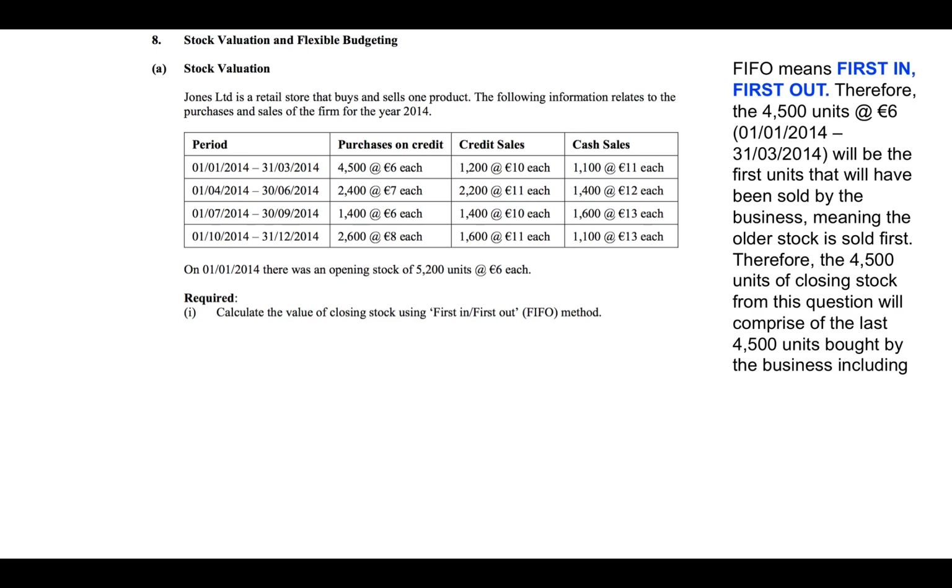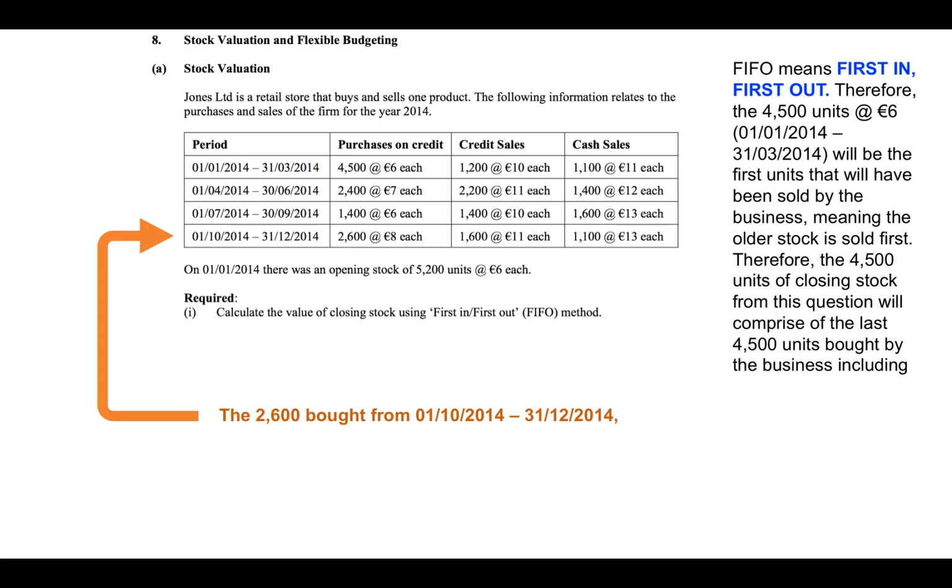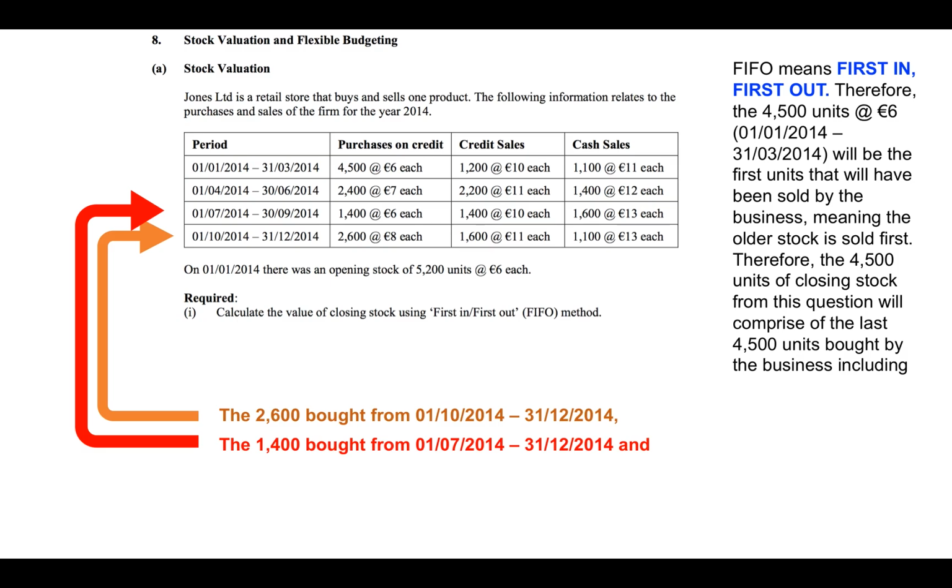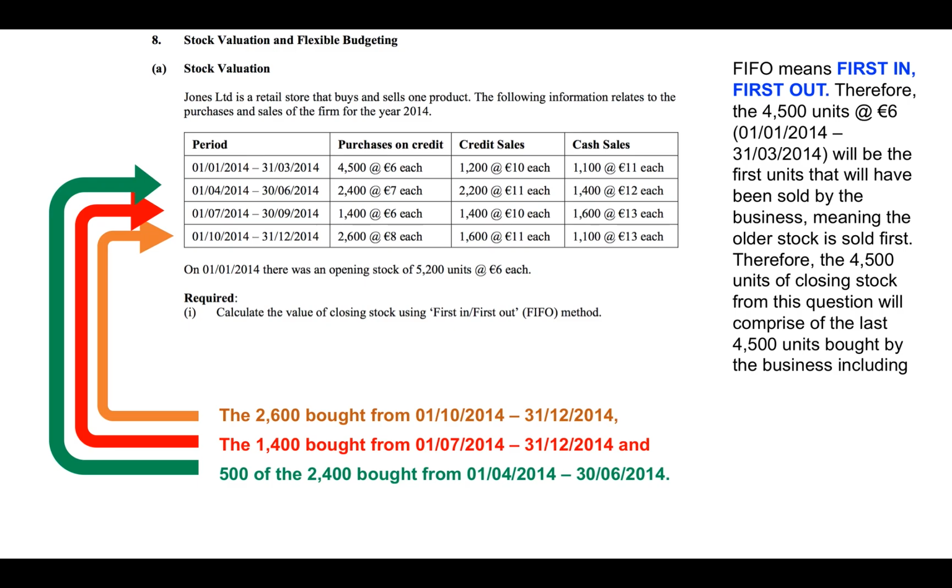Therefore, our closing stock of 4,500 units at the end of the year will be taken from the stock that has just been bought most recently. So the 4,500 will include the 2,600 bought in the fourth quarter, the 1,400 bought in the third quarter, which tots up to 4,000 altogether, and then 500 of the 2,400 bought in the second quarter. So that is all of the 4,500 units. They're going to be comprised of all that.